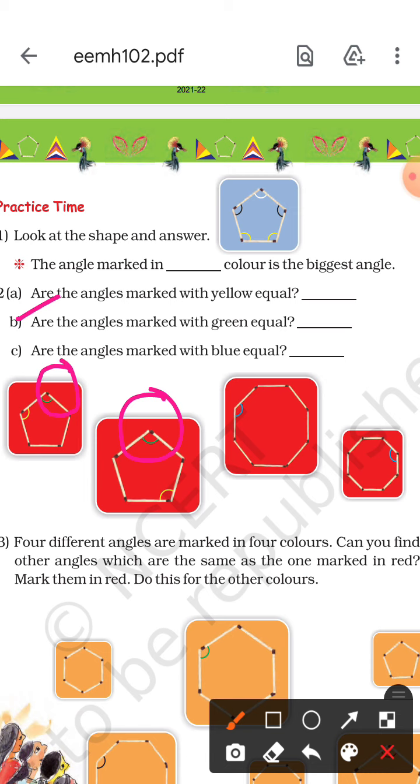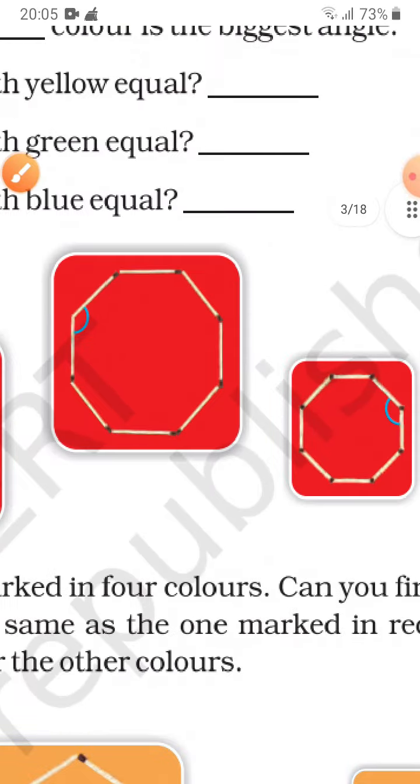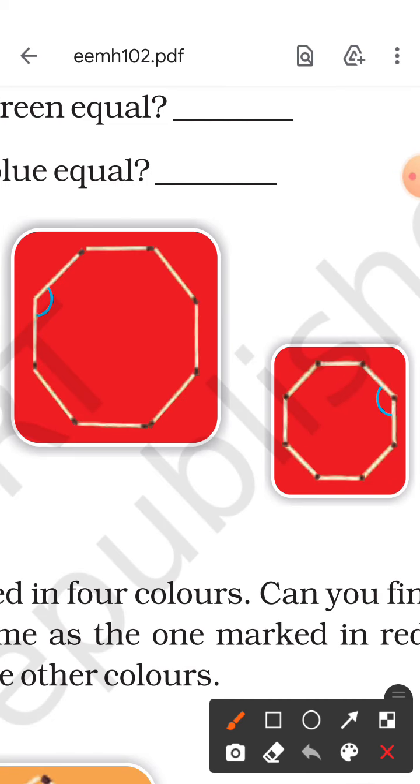Next, if you look at this figure, we are having the blue colored angle, and here also in the last figure we are having the blue colored angle. And if you zoom this figure, then you can see that the angles marked with blue color are equal here.